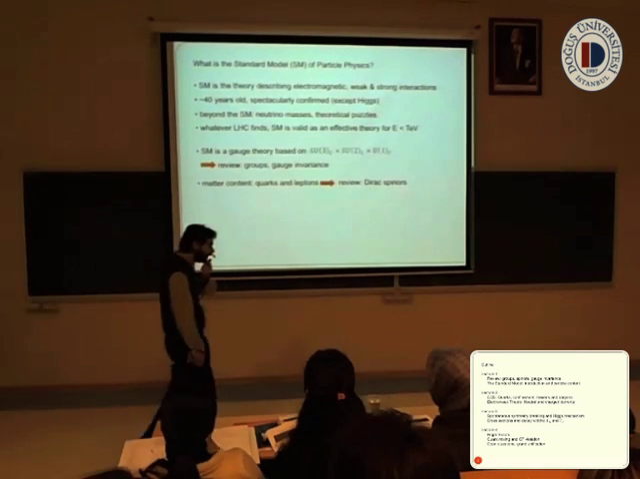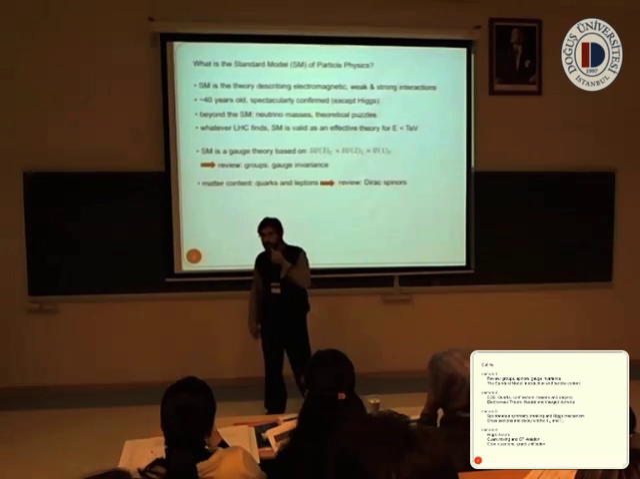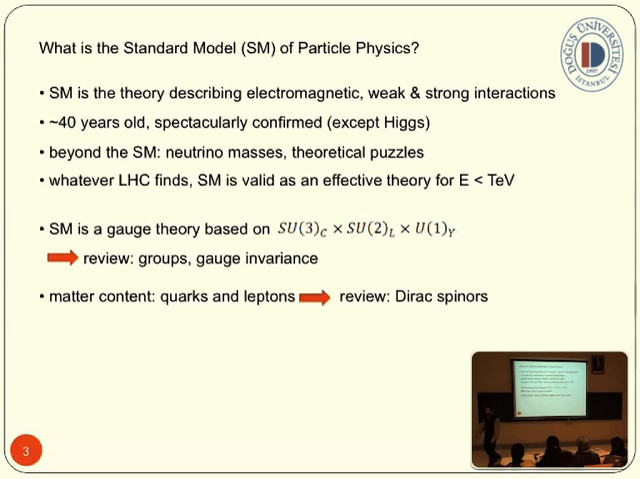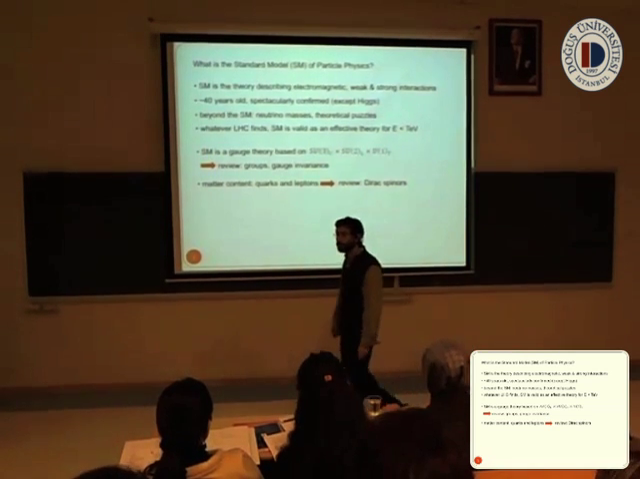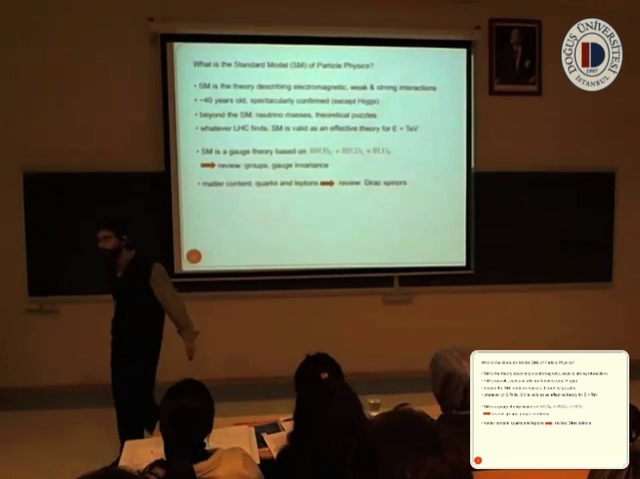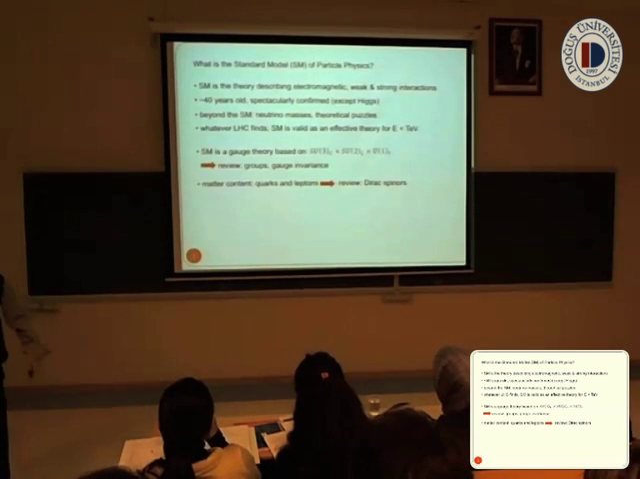Alright. Now, the standard model of particle physics is the theory that describes 3 of the 4 fundamental interactions that we know, everything except gravity. And it's a very successful theory. The theoretical development was completed roughly 40 years ago, and ever since then it has been confirmed over and over again. It started to get boring.